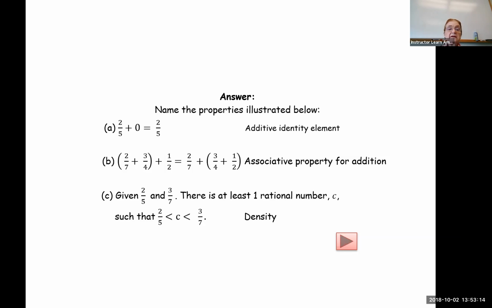And finally, if we're given 2/5 and 3/7, there's at least one rational number C between them, such that 2/5 is less than C, which is less than 3/7. So remember we said, for example, for this number, all we would have to do to find it is we could just average these two here, take these two and average them, and we will get a number C, which is between them.